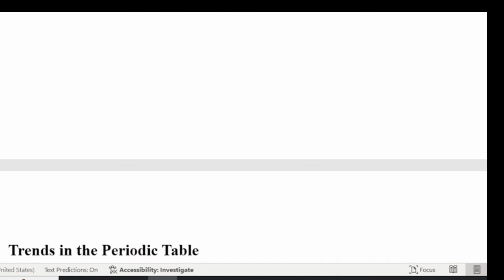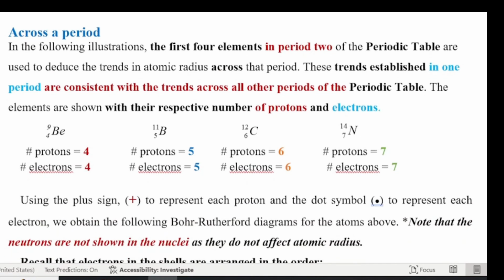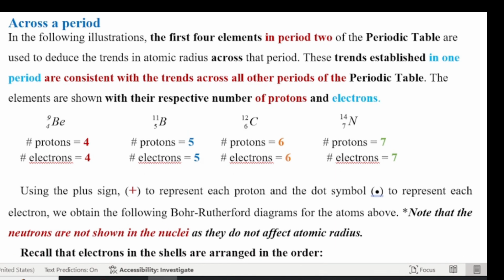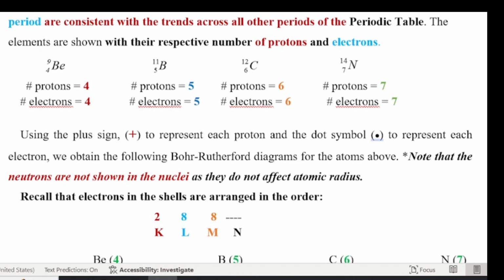We want to see now why it is that as you move across a period, the atomic radius decreases from left to right. We use these four elements here. They're in period 2 of the periodic table: beryllium, boron, carbon, and nitrogen. These are the respective numbers of electrons and protons found in these atoms. You can see, of course, the numbers of protons and electrons are equal in every case because every atom is electrically neutral. We do not include neutrons at this point because neutrons do not affect atomic radius.